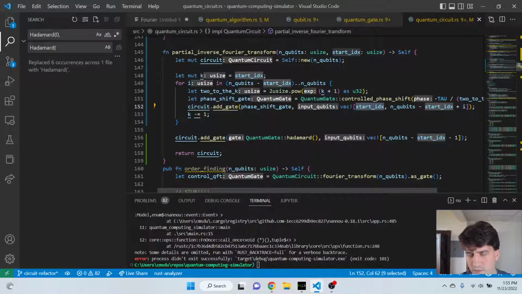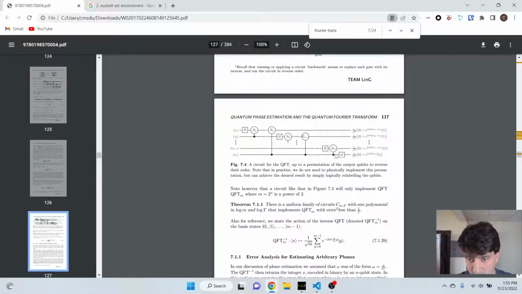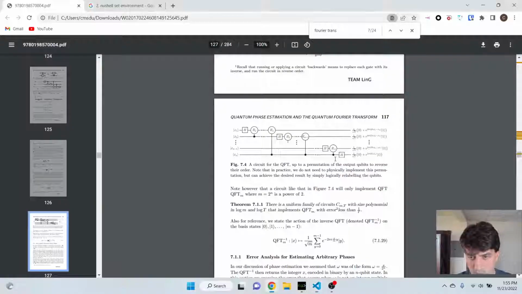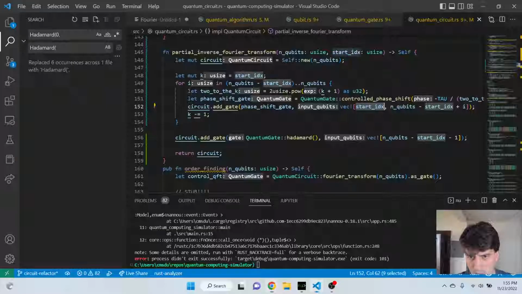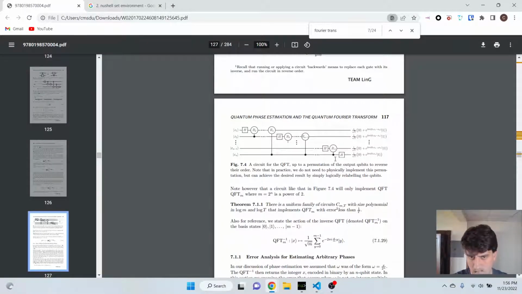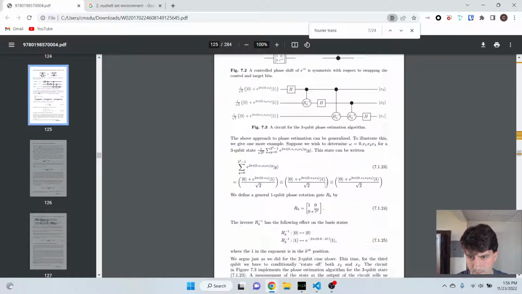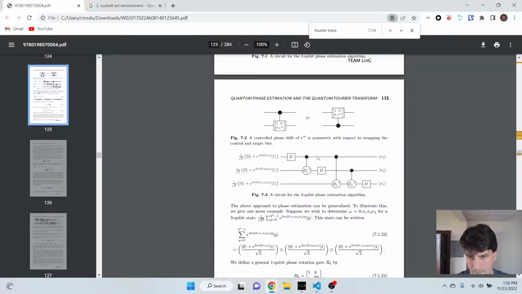Start IDX. Look at my circuit diagram. So start IDX is, start IDX is 0.